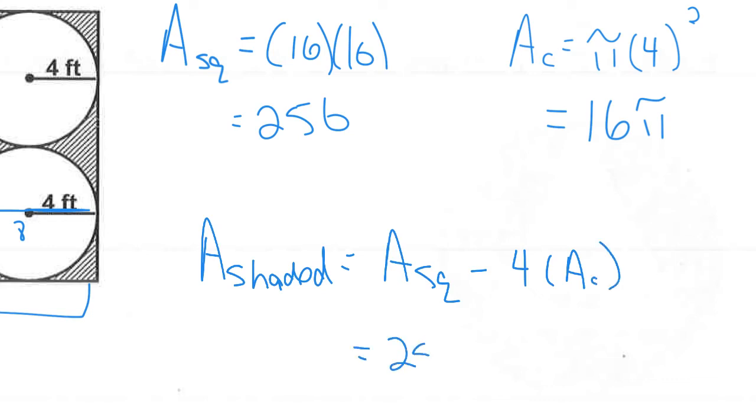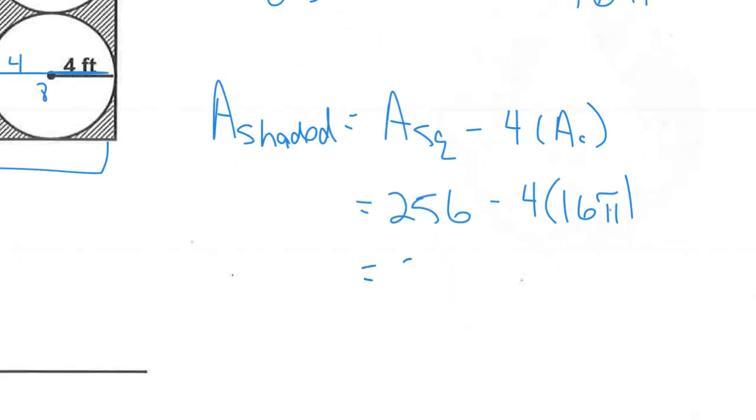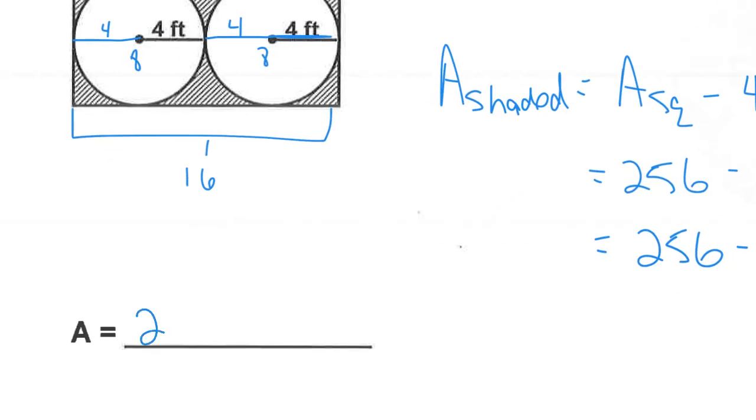Well, I know the area of the square is 256. I know the area of the circle is 16 pi. And I know you could skip some of these steps. That means I have 256 minus 64 pi, and that is all I can do. So our answer is 256 minus 64 pi, and we put feet squared.